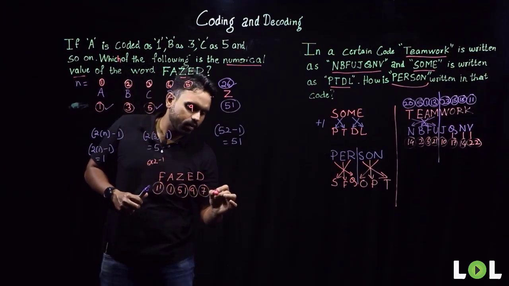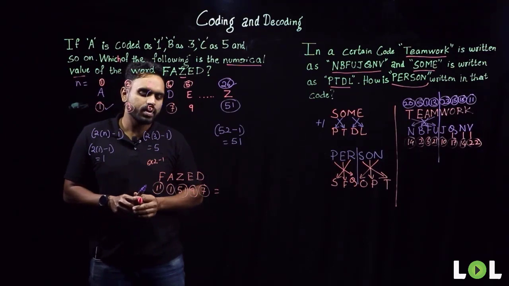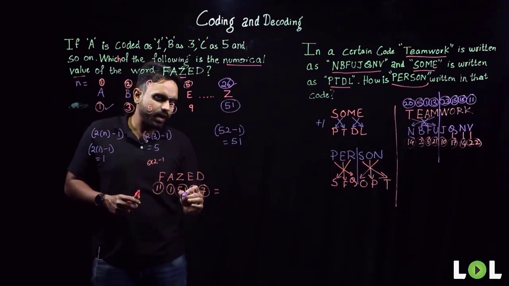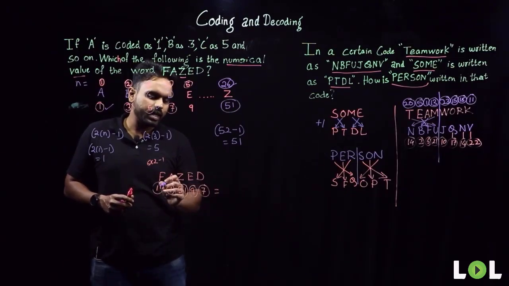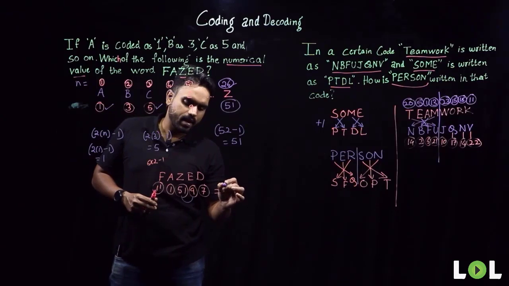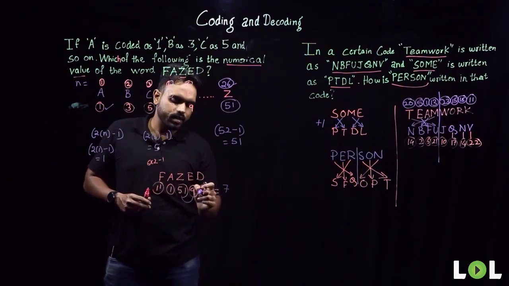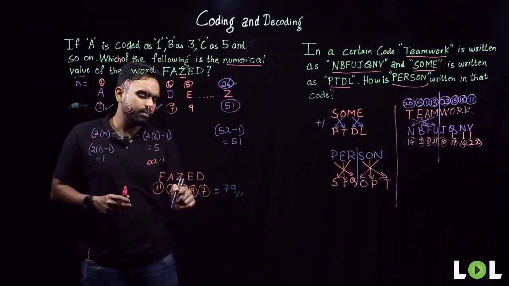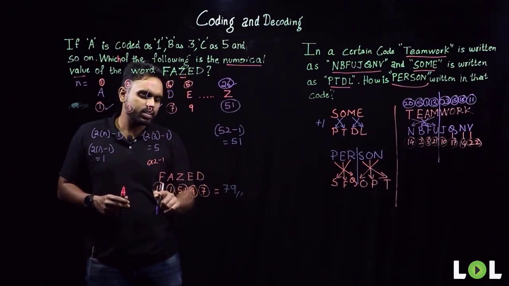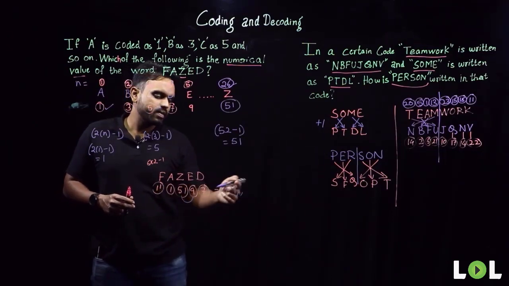Now if I have to arrive at the answer, what am I supposed to do? Add them all. 5 and 9, 60. 60 and 10, 70. 70 and 7, 77. 77 and 1, 78. And 1 is remaining, so 79 is my answer. Check it again. 51 and 9, 60. 60 and 10, 70. 71, 72. 72 and 7, 79.